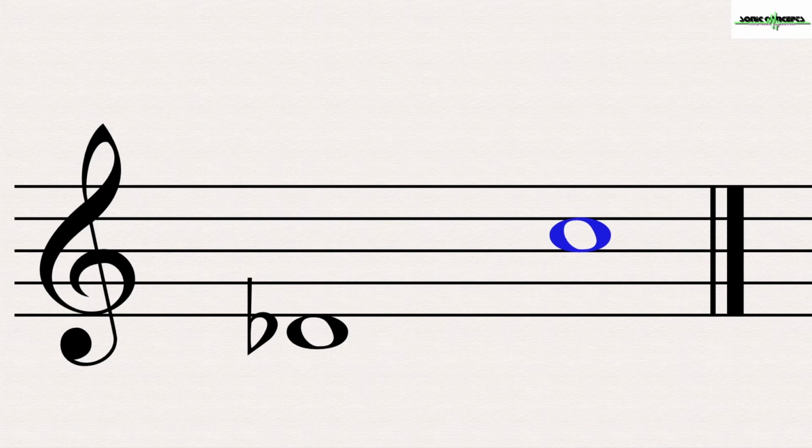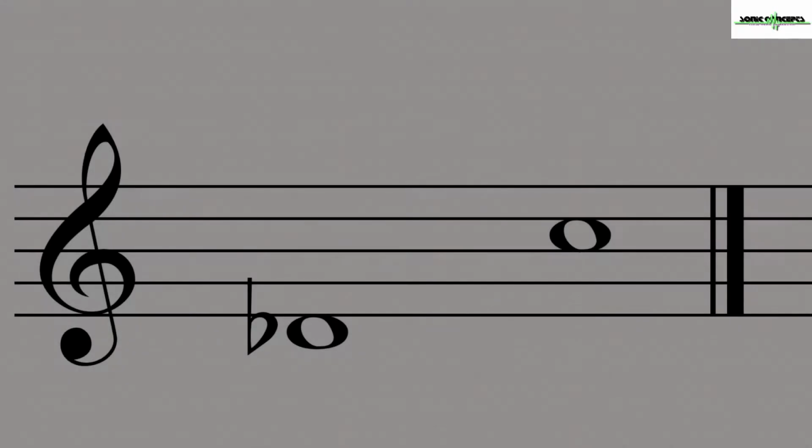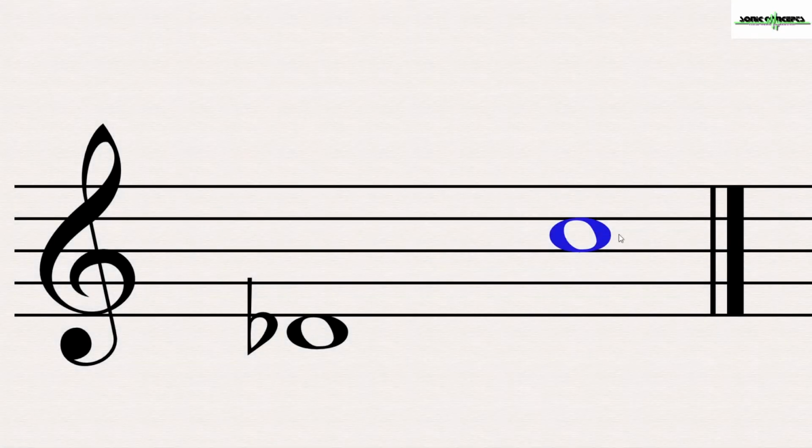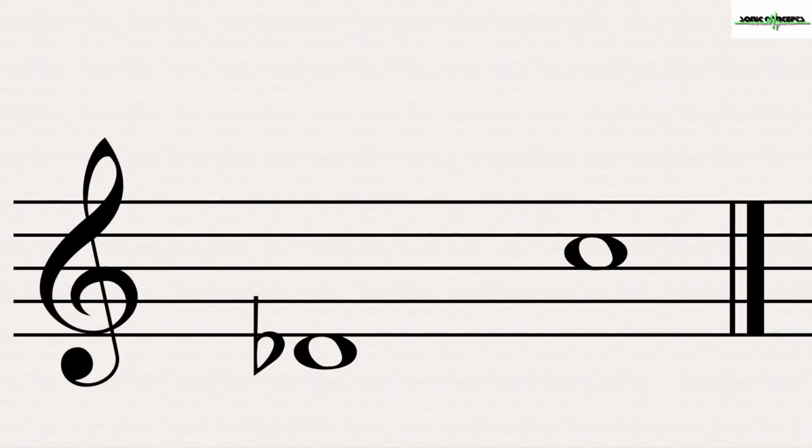At this point, we need to introduce one of the rules from the interval formula I discussed earlier on determining the interval quality. When the high note of an interval is contained in the same major scale built from the low note of the interval, it is called major when the interval's number is a second, third, sixth, or seventh. Otherwise, it is called perfect when it is a first, also known as a unison, fourth, fifth, or octave, also known as an eighth or 8VE. In our example, the high note of the interval is C, which exactly matches the C in the D-flat major scale. Since the interval number is a seventh and it's an exact match, it's called a major seventh.